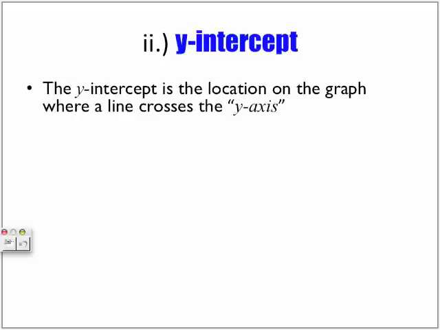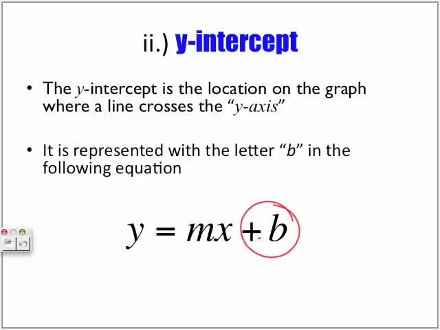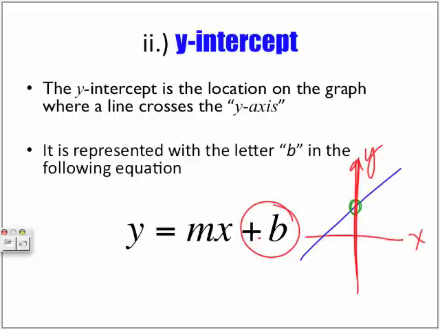Y-Intercept. The y-intercept is the location on the graph where a line crosses the y-axis. It is represented with the letter b in the following equation. Y is equal to mx plus b. So whatever this value is, including this positive sign, will tell us where on the y-axis. So here is our x, here's our y. So in our line, what we're looking for is the location in which this line crosses this y-axis. That's really what we're trying to find in terms of a y-intercept.